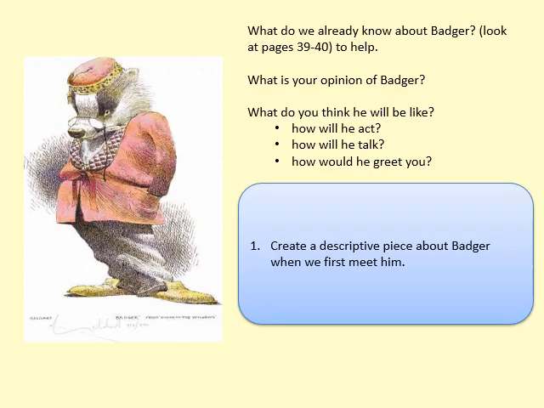So The Wind in the Willows is a book that involves a lot of anthropomorphic writing, and these characters have very, very clear personalities, don't they? Our understanding of their personalities is driven by what they say and how they behave. What do we already know about Badger? You can look at pages 39 to 40 to help you.